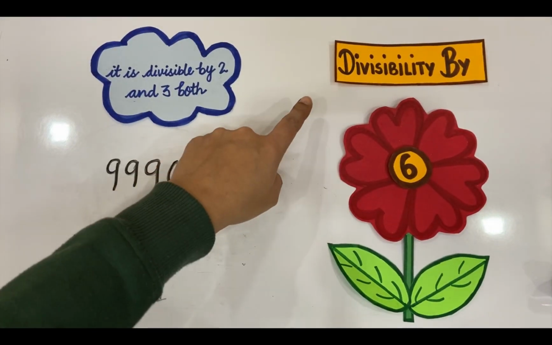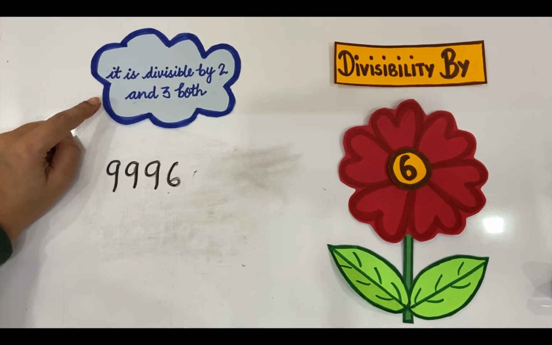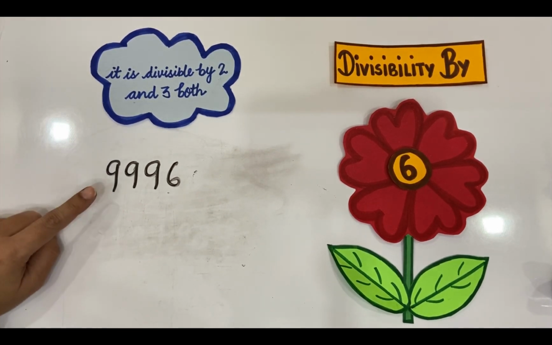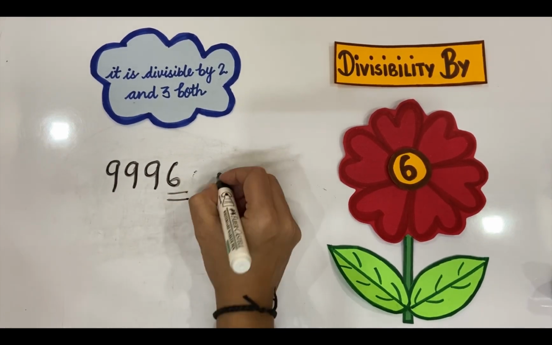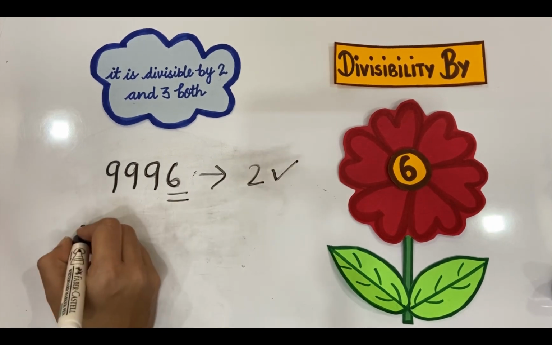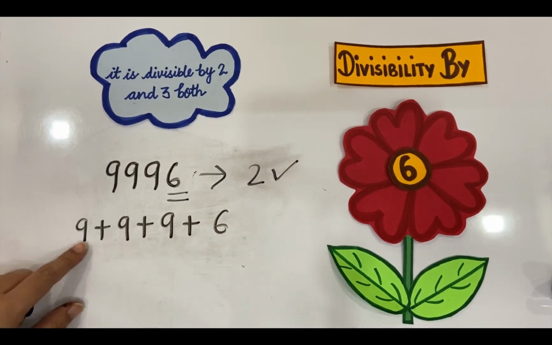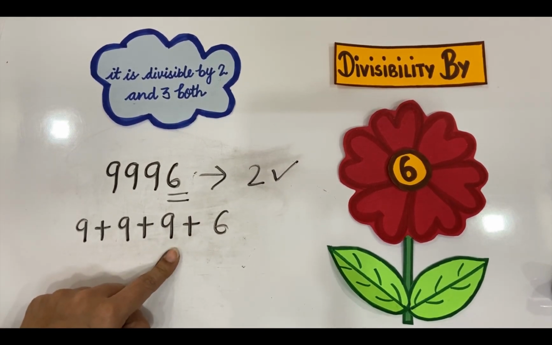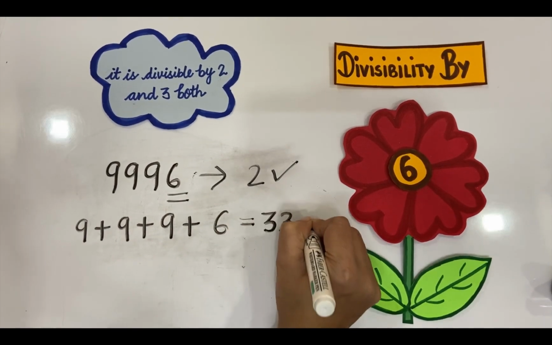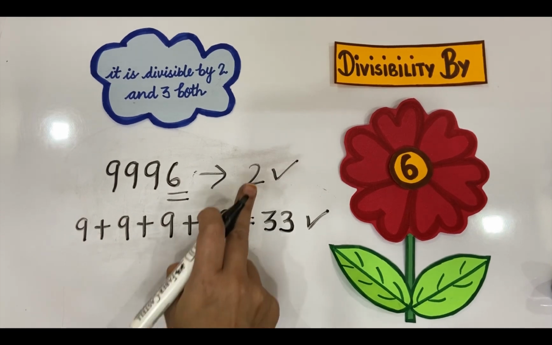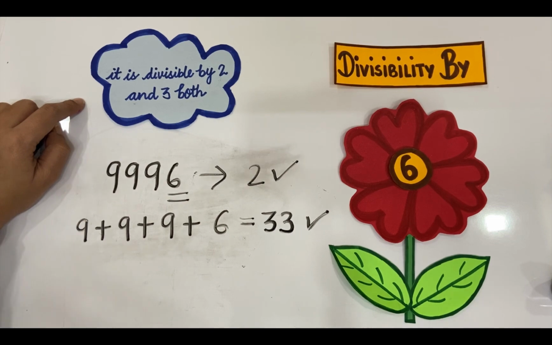Now let's check the divisibility by 6. If it is divisible by 2 and 3 both, then the whole number is divisible by 6. For an example, 9996. So the last digit is 6, which is an even number, so it is divisible by 2. Now we will find the sum to check whether it is divisible by 3 or not. 9 plus 9 is 18, 18 plus 9 is 27, 27 plus 6 is 33. So 33 is divisible by 3, so that means it is divisible by 2 as well as 3. So the number will be divisible by 6 also.